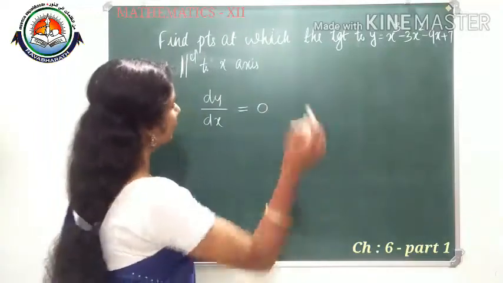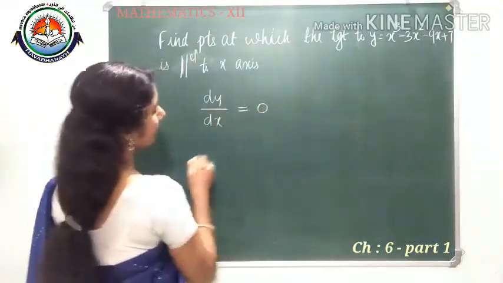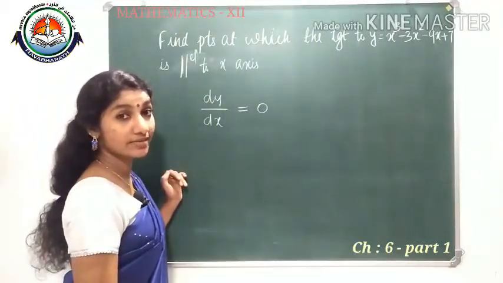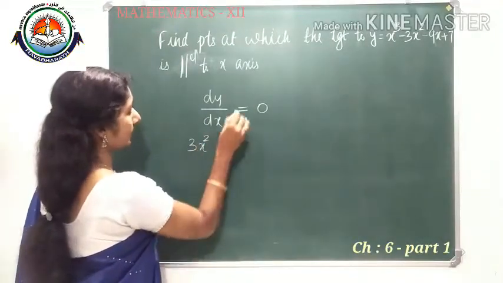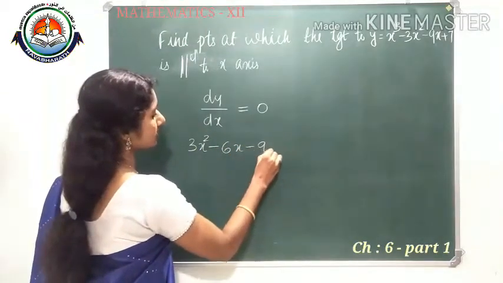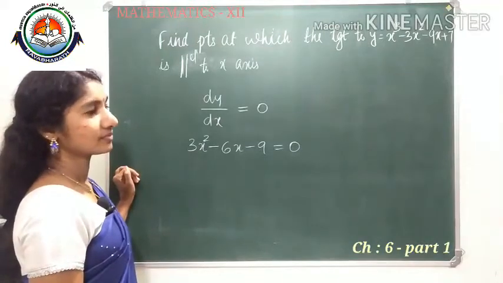Okay, we need to find those points. So for that, dy by dx is equal to 0. We have y equal to x cube minus 3x square minus 9x plus 7, so we can find dy by dx directly. Writing the derivative, 3x square minus 6x minus 9 equal to 0.